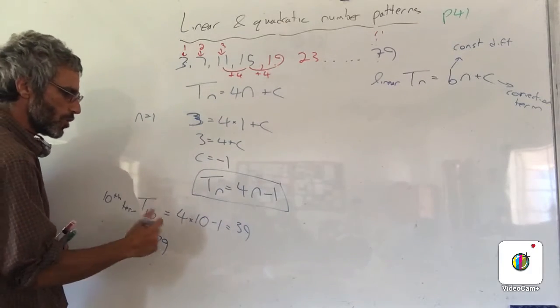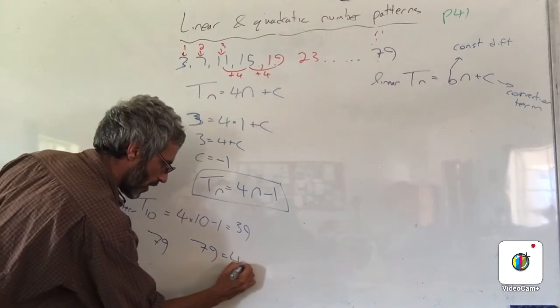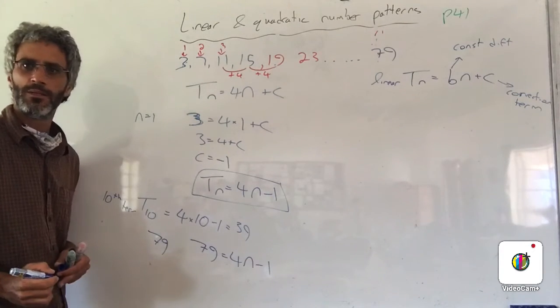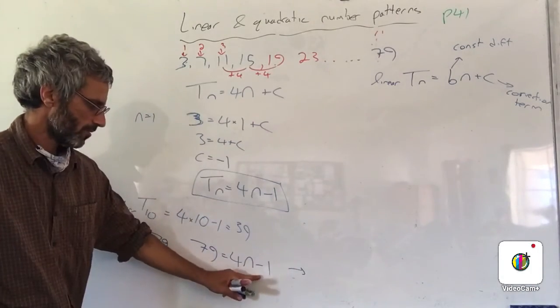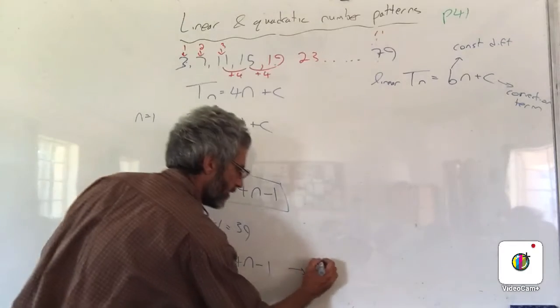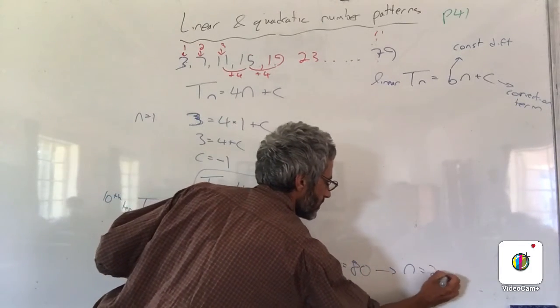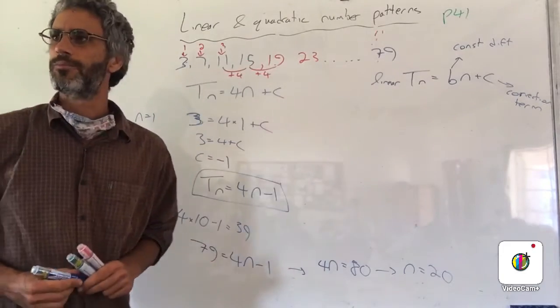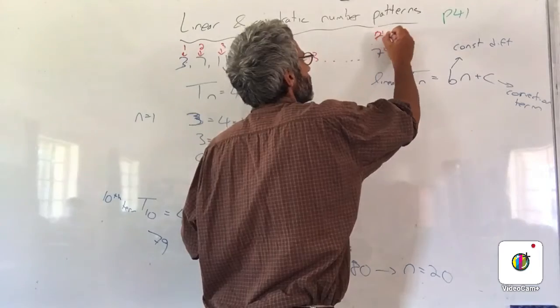But the way we're going to do it normally, we're going to say, okay, 79 is equal to 4n minus 1. Plus the 1 and plus the 1, okay? So 4n equals 80. In other words, n equals 20. So it's the 20th term. 79 is term number 20.